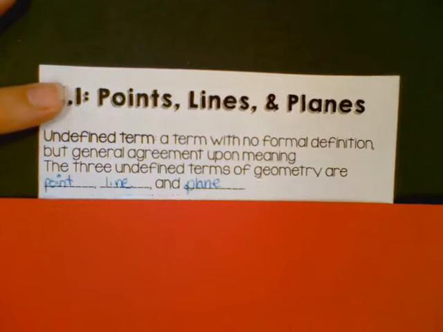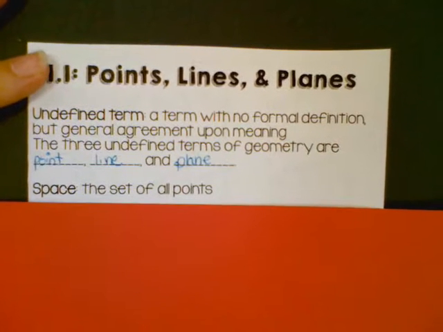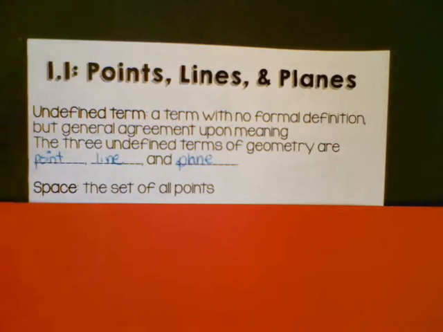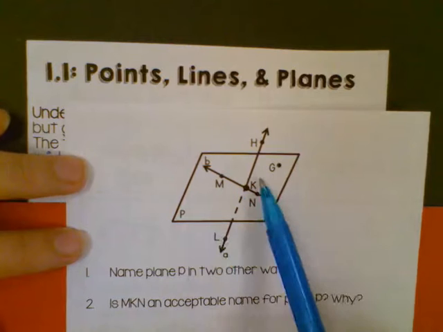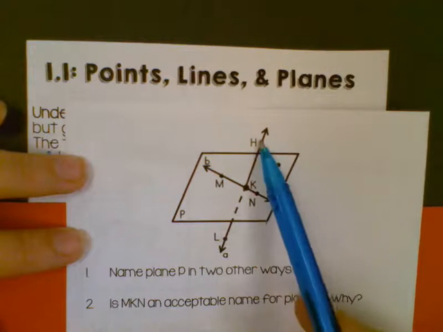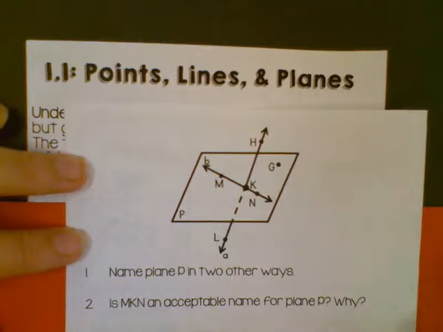So our next definition, space, is the set of all points. And that's not a word that we use that often either. That just means the set of all points in your problem. So if we were to look at that picture that's on the back, the points that we were given, M, K, N, L, H, and G, those would be the space of this problem. Those are the set of all the points that are shown in this problem.